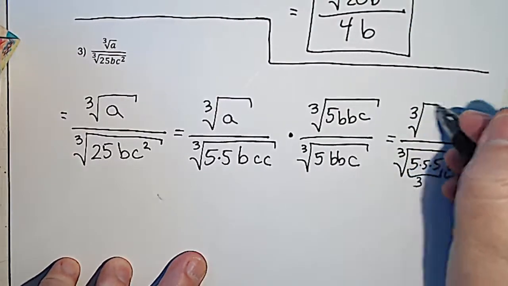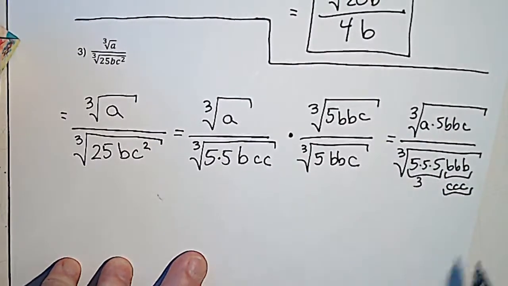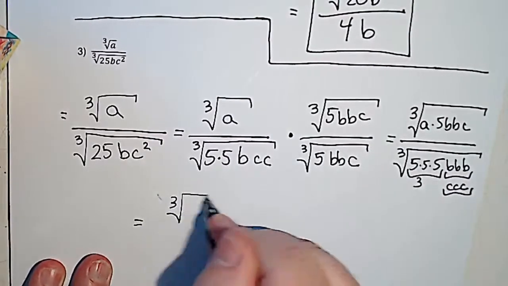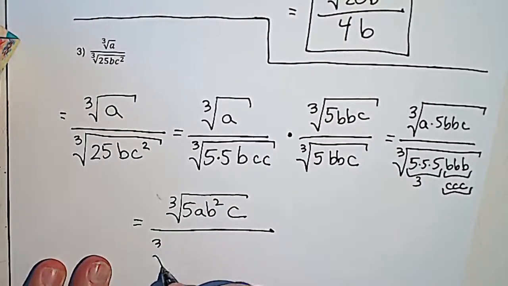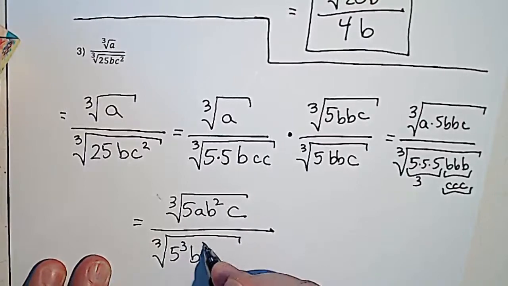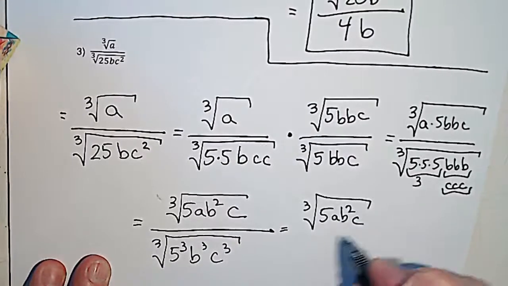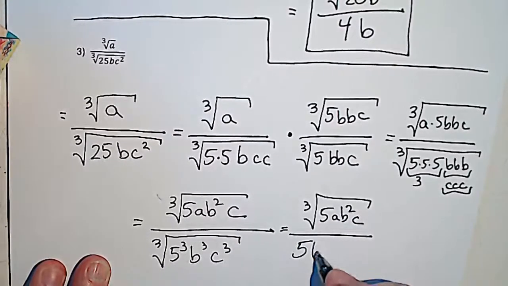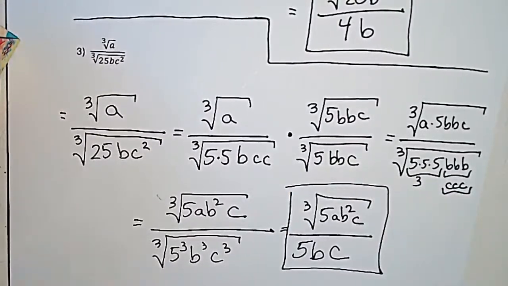Up top, I end up with a times 5 b b c: 3 5s, 3 b's, and 3 c's. So up top, I've got the cube root of 5ab squared c. Down in the denominator, I've got the cube root of 5 cubed, b cubed, c cubed. The 5 makes it out, the b makes it out, the c makes it out, and we are done. Bam.